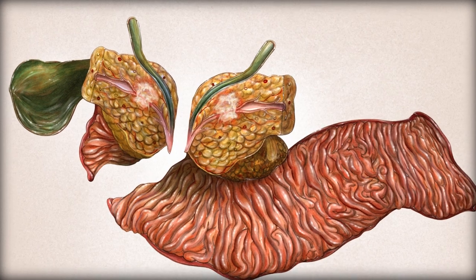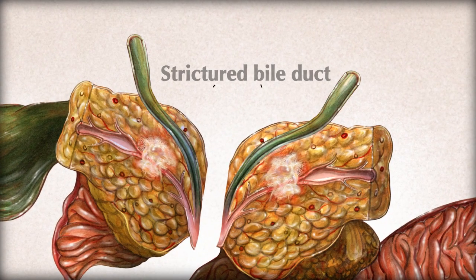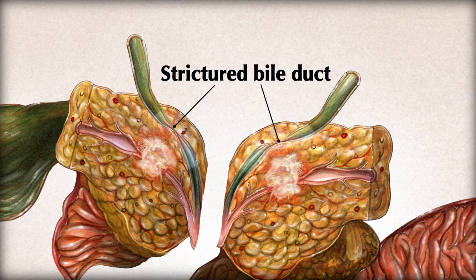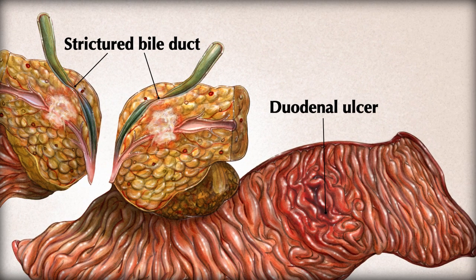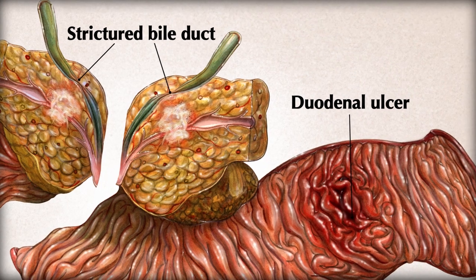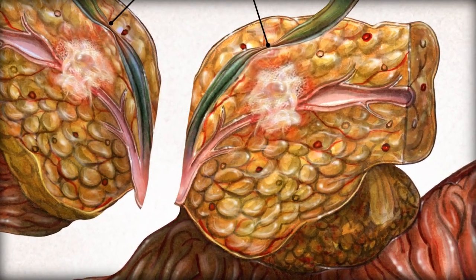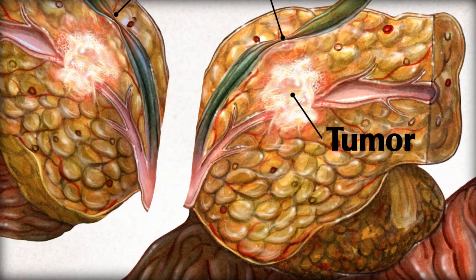Next, look carefully for any tumors. Examine the bile duct. It is often strictured at the tumor site. Note any masses, ulcers, or areas of puckering along the duodenal mucosa. Survey the pancreatic parenchyma. The gland's lobular structure is usually disrupted by tumors.